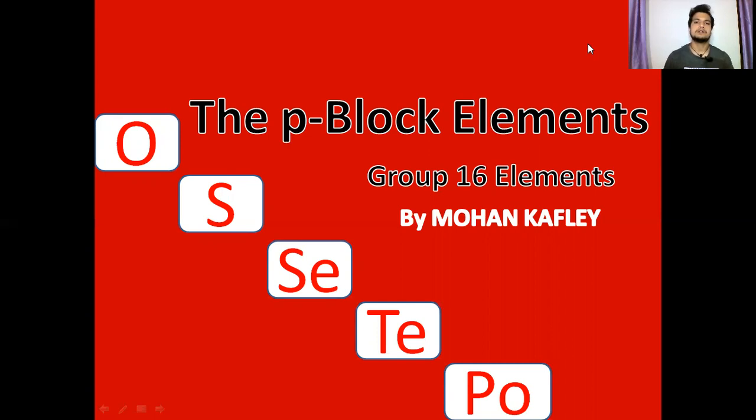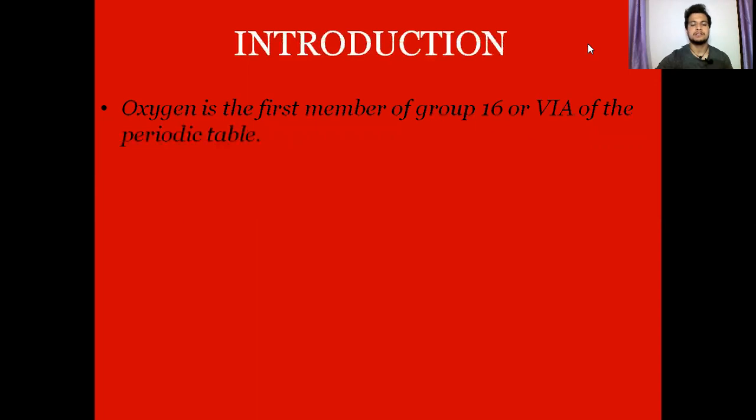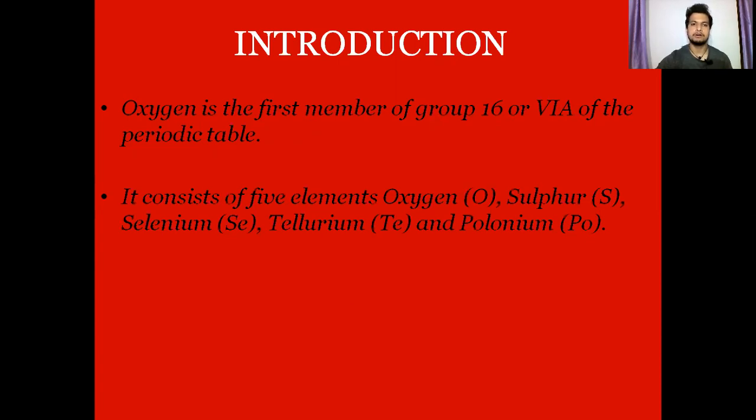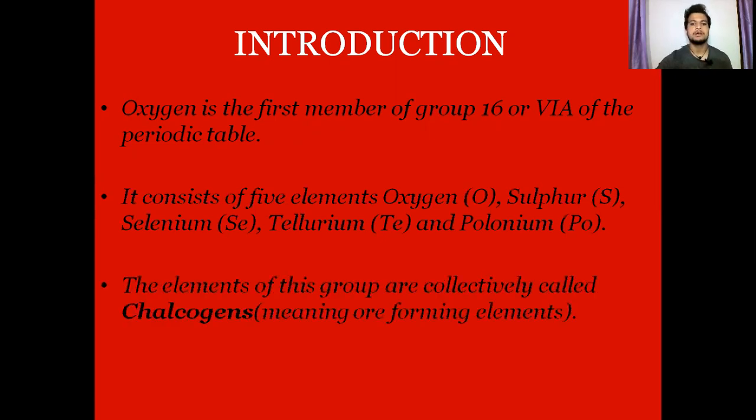So let us try to discuss the group 16 elements and understand what are their various physical and chemical properties. Starting with the first member, obviously oxygen is the first member of this group 16, or we call it Roman 6A of the periodic table. It consists of 5 elements: oxygen, sulfur, selenium, tellurium, and polonium. This group is also known as chalcogens, which means ore forming. And remember that out of these 5 elements, polonium is radioactive, which has a very short half-life.